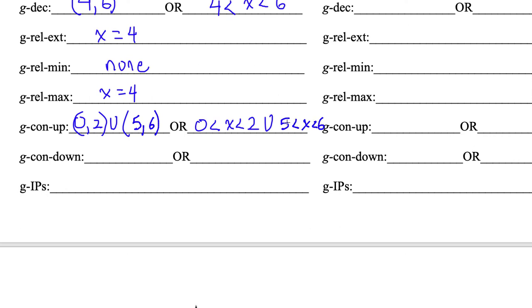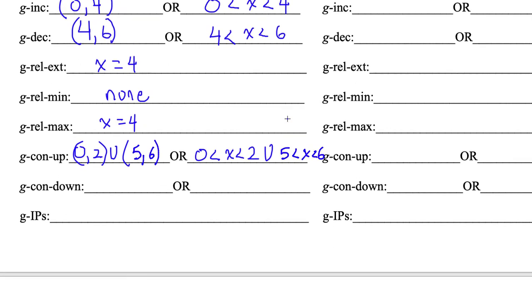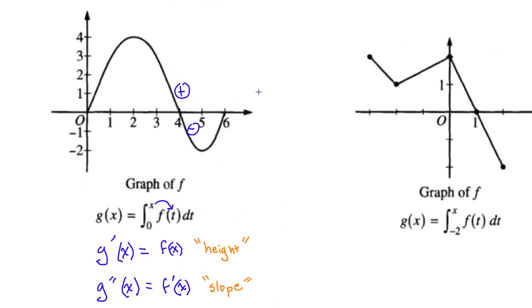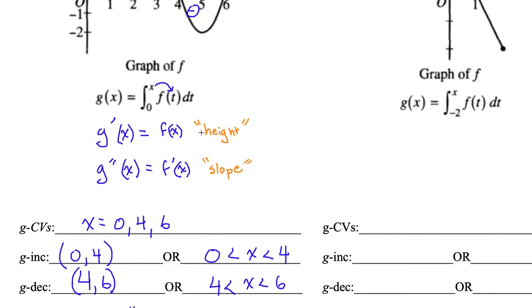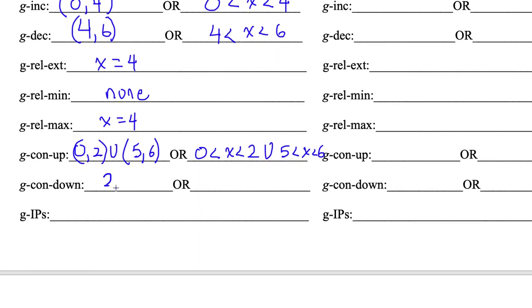Concave down, again, talking about slopes still. Where do I have a slope that is down, a negative slope? Well, it starts right here, negative slope, negative slope, negative slope, and it ends all the way down here at 5. So just between 2 and 5. Not including 2 and 5, because at 2 I have a slope of 0. At 5 I have a slope of 0, not negative. So between 2 and 5. 2 comma 5, and the other way of saying that is 2 is less than x is less than 5.